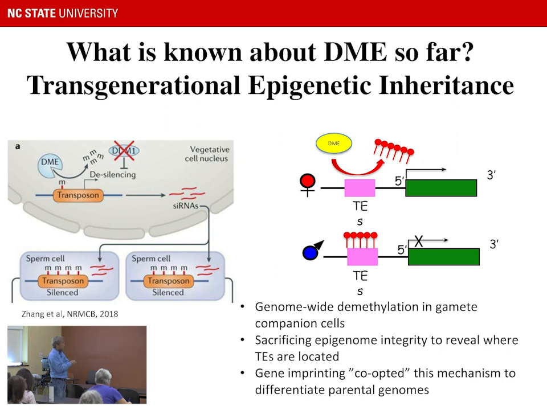But because of the vegetative nucleus, and also on the female side the central cell nucleus, the genome is not transmitted to the next generation. So that's part of the theory that this genome sacrifices itself in order to reveal where the transposons are that need to be reinforced for the next generation.